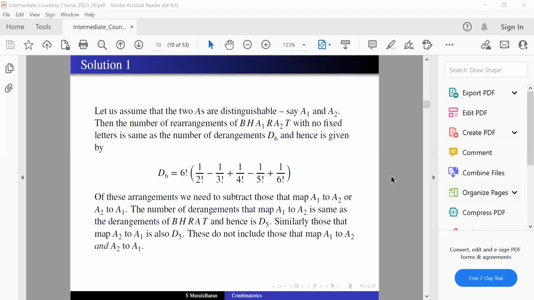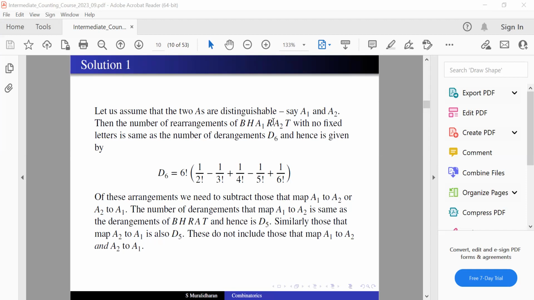Now let's look at this. We look at all the arrangements of B, H, A1, R, A2, T with no fixed points, which is D6. Now of these arrangements we need to subtract the ones which map A1 to A2. If A1 is going to A2, the remaining letters are B, H, R, A, T. There are no 2 A's here, only 1 A, so I don't have to call it A2 at all. These 5 have to be arranged such that there are no fixed points, and that is definitely D5.